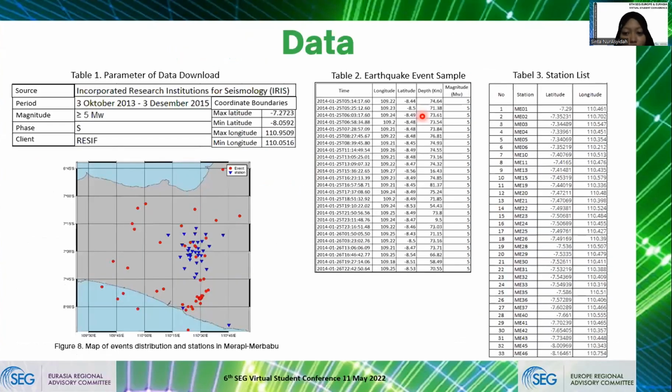This research is located in the Merapi-Merbabu area with the following coordinate boundaries. The data used come from a local earthquake catalog, with three components, from the IRIS earthquake catalog in the period spanning from October 2013 until December 2015, with a total of 33 stations. And the minimum magnitude used is 5. Figure 1 shows a map of the distribution of stations in the research area.